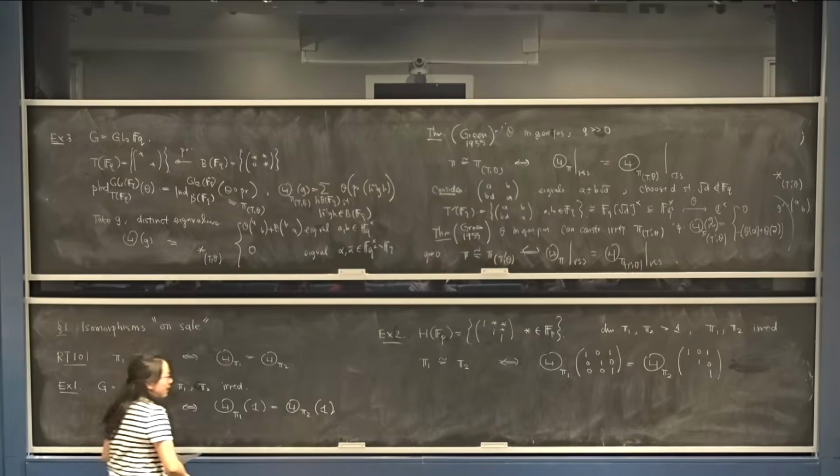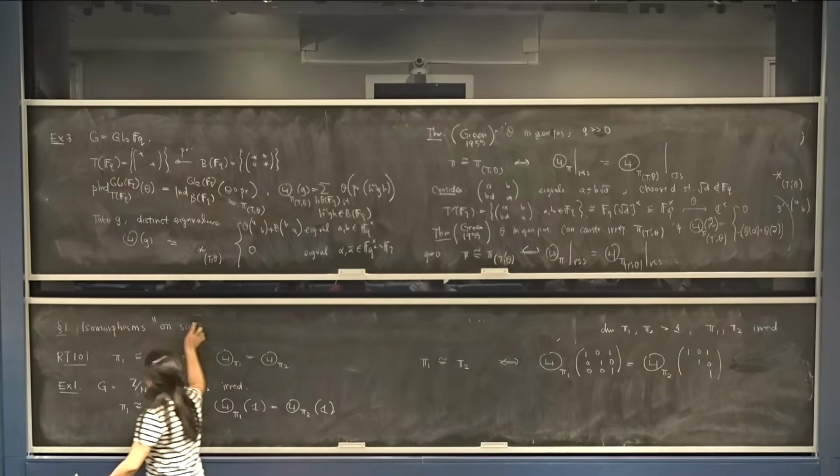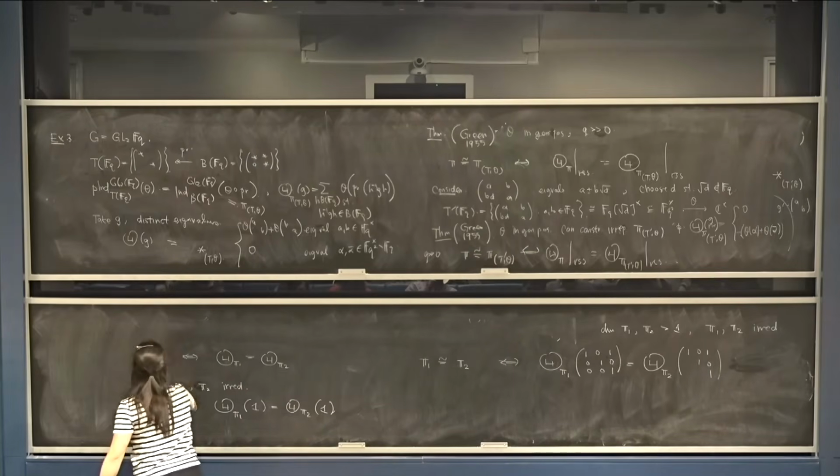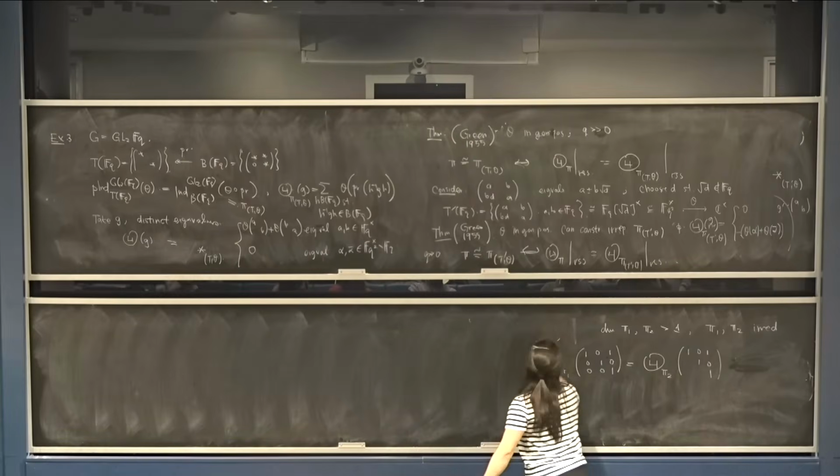Okay, so let me write down the general statement now. I wrote down only GL2 over here, but actually this is something that happens for all G of Fq, for G a connected reductive group.